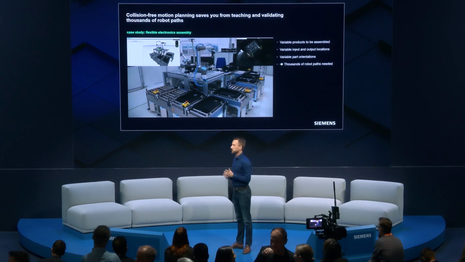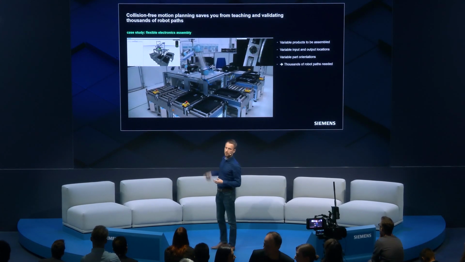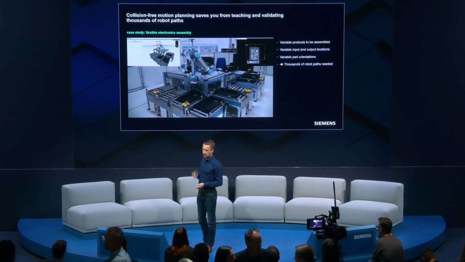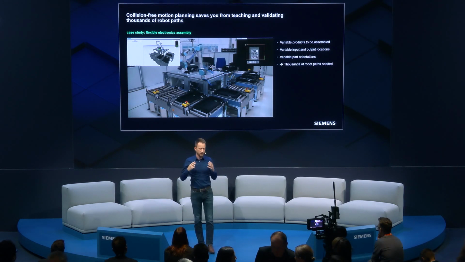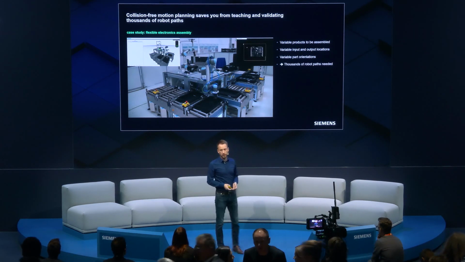With online collision-free motion planning, instead, you adapt your model, you shift the position of the in-feed station in your model, and the motion planner takes care of the rest. It will compute new motions, it will validate those motions for your setup, and it will make sure that they're optimal for your given setup.